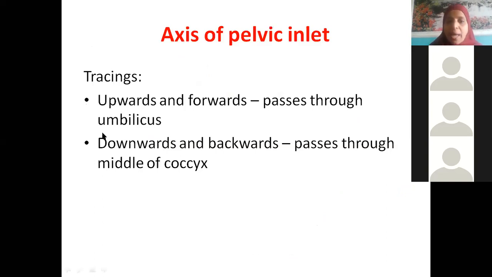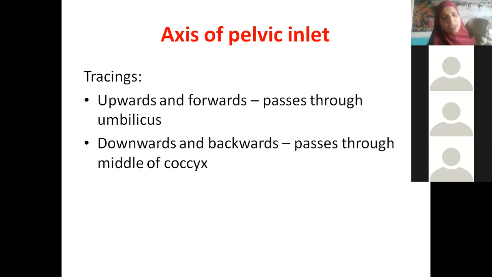Pelvic inlet, that arrow, will be upwards and forwards, and you should start tracing it through the umbilicus. Actually, I don't have the pelvis in my hand. See, this is the right hip bone, and this is the iliopubic eminence. This particular point we will get is the sacral promontory. This will be the iliopubic eminence.